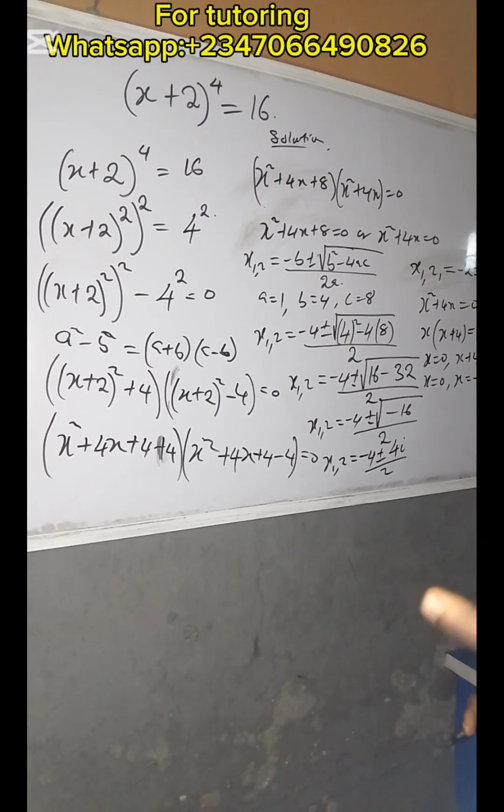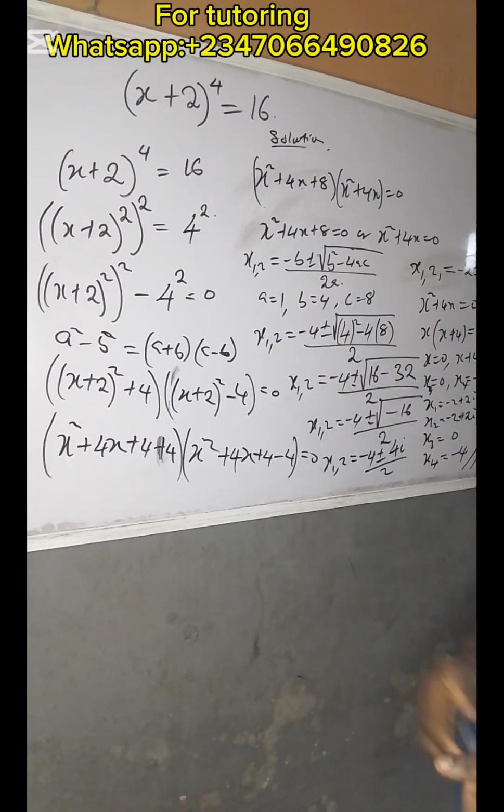So now, the values of x that will satisfy the problem are x1, x2, x3, and x4. We have x1 equals minus 2 plus 2i, x2 equals minus 2 minus 2i, x3 equals 0, and x4 equals minus 4. So that is the value of x that will satisfy the problem.